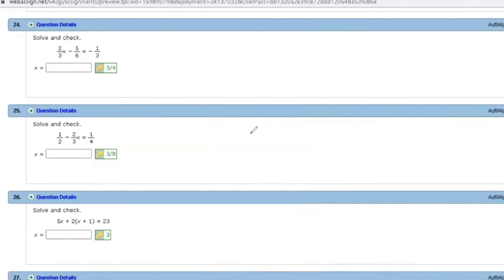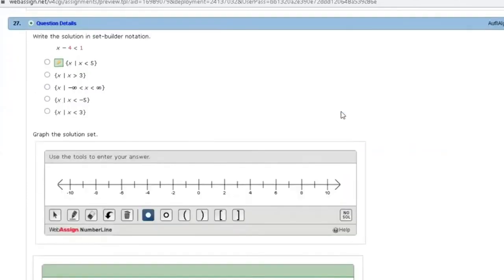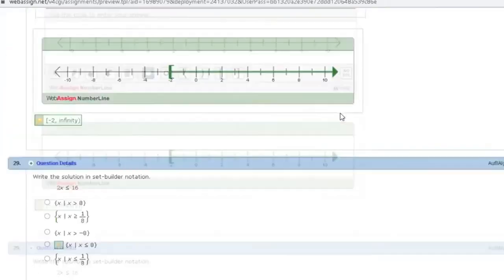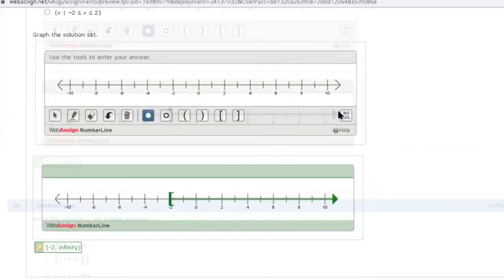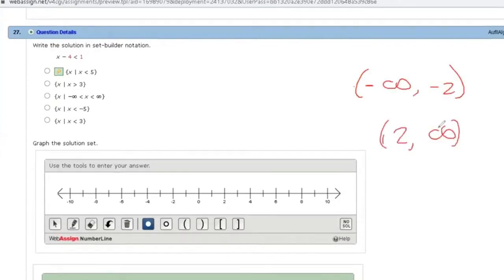So in objective 8, which is 27 to 29, we talked about the inequalities. So over here, this will be positive infinity. And over here, this will be negative infinity. So I hope we didn't have that misconception. But let's look at number 27.